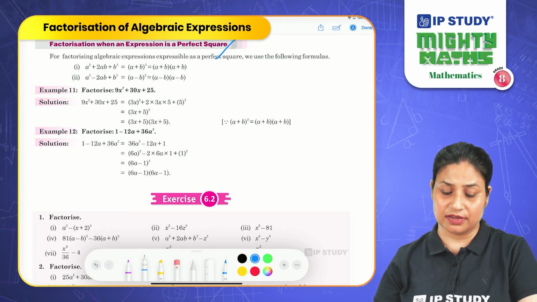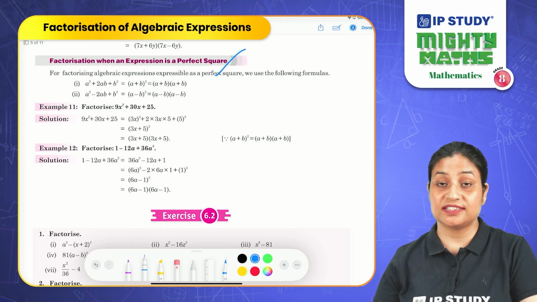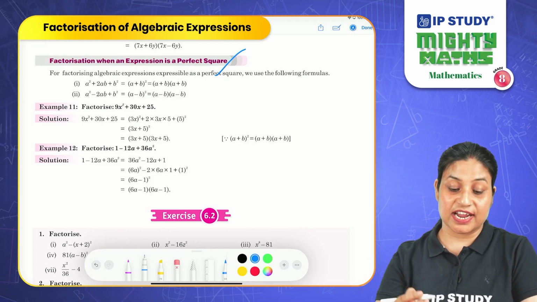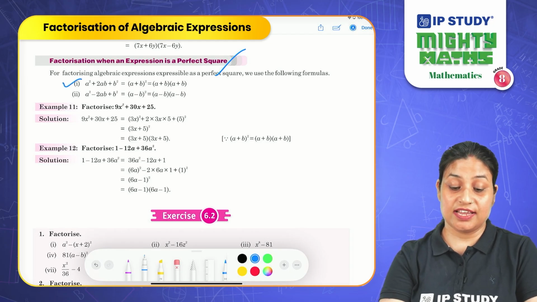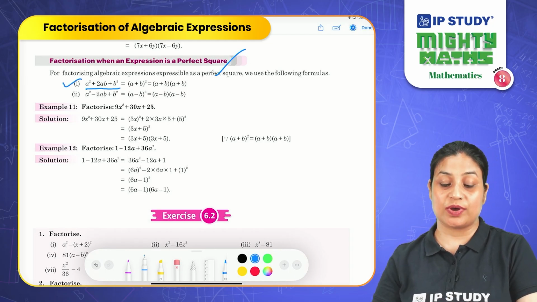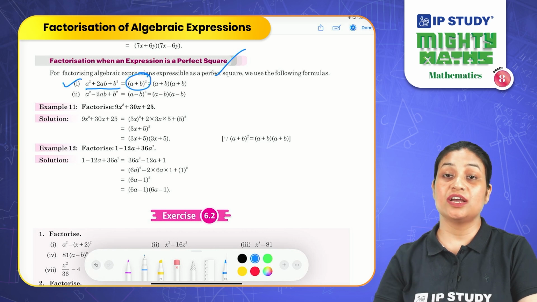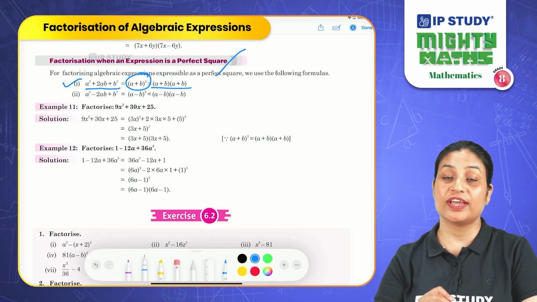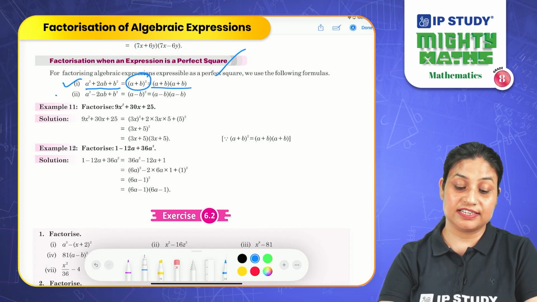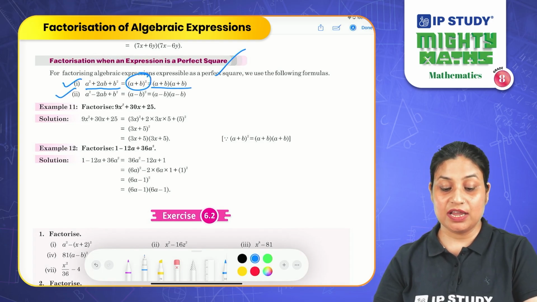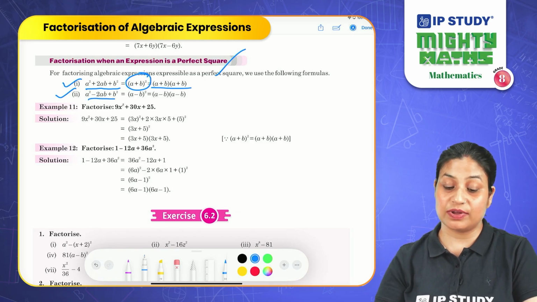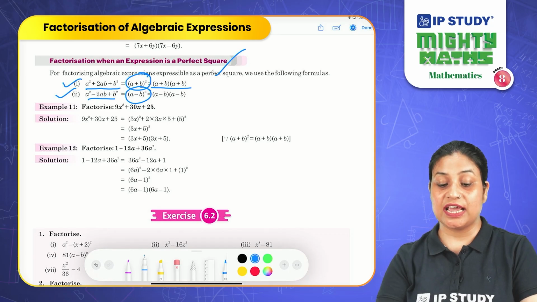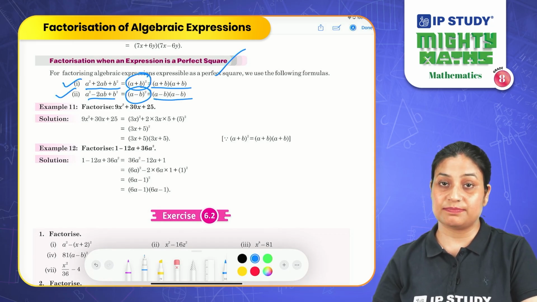Now, what does it mean? So, dear student, we have some formulas that we can apply to any algebraic expression in order to factorize them. The first identity is a square plus 2ab plus b square, which is always equal to a plus b raised to the power of 2, or we can also write it as a plus b into a plus b. The second identity is a square minus 2ab plus b square, which is equivalent to a minus b raised to the power of 2, which can also be written as a minus b into a minus b, right?